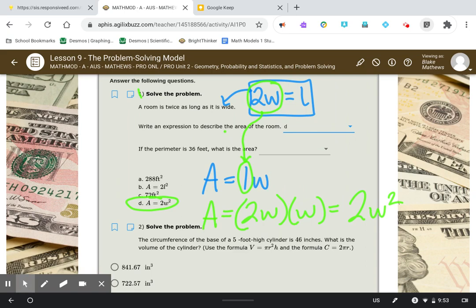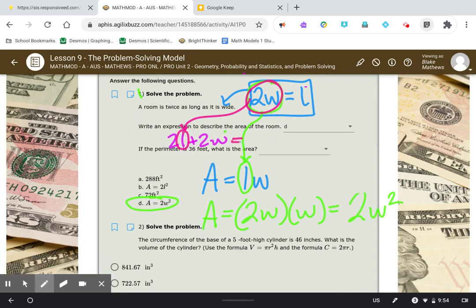And then it says, what is the area if the perimeter is 36 feet? It says that the perimeter of the shape is 36 feet. So now they're making us go back and say, okay, what could the lengths of these sides be? We know that the perimeter is going to be 2L plus 2W. Specifically, we already know that L is equal to 2W. So we need to do the same thing we did down below and take 2W and put it in for the L right there.